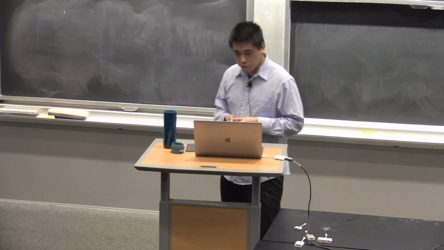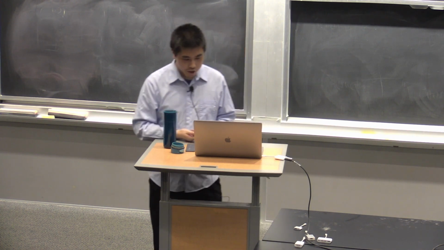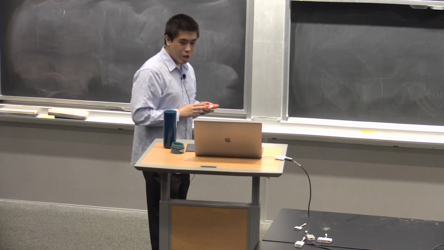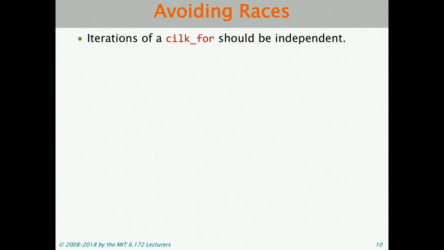OK, so races are really bad, and you should avoid having races in your program. So here are some tips on how to avoid races. I can tell you not to write races in your program, and you know that races are bad, but sometimes when you're writing code, you just have races in your program, and you can't help it. But here are some tips. First, the iterations of a Cilk for loop should be independent. So you should make sure that the different iterations of a Cilk for loop aren't writing to the same memory location.